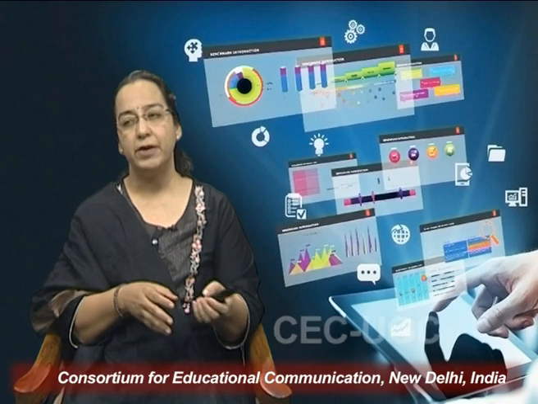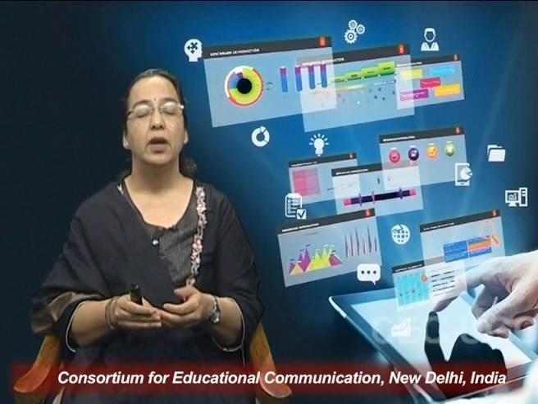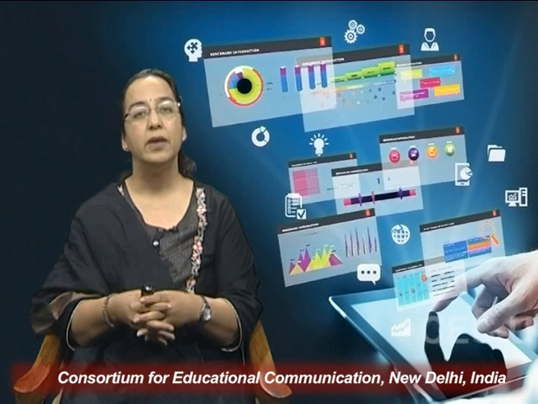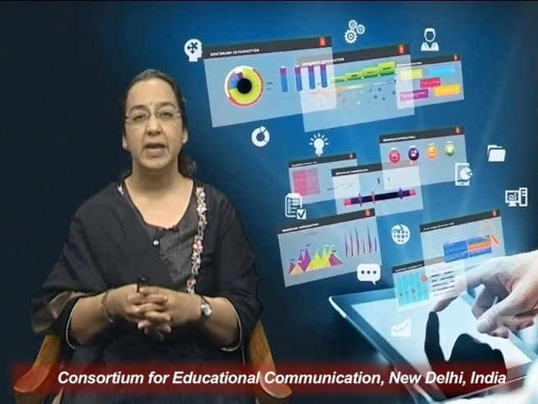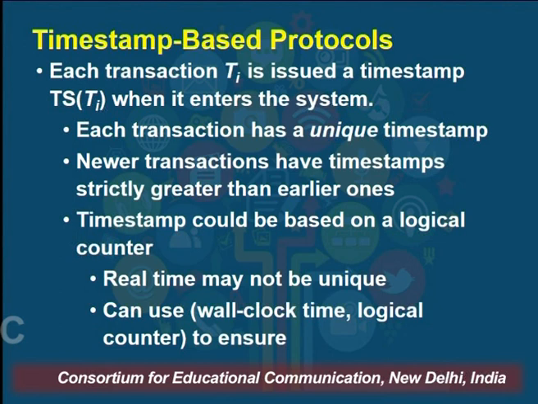When we were talking about the concurrency control mechanism, we have seen two things: one is the lock based protocol, another one is the time stamp based protocol. Let us cover that very briefly here. Each transaction is issued a unique time stamp when it enters the system, and newer transactions have time stamps which are strictly greater than the previous ones. Time stamps could be based on a logical counter or wall clock time, in order to ensure the uniqueness of the time stamp.